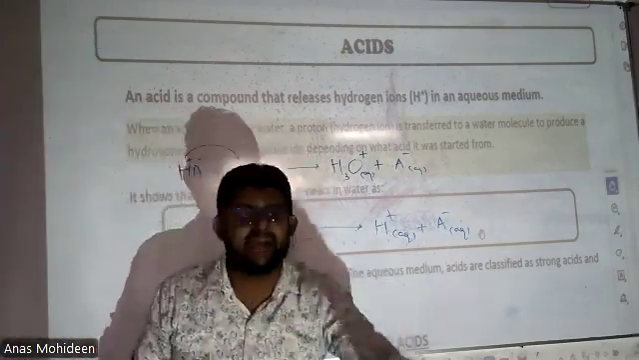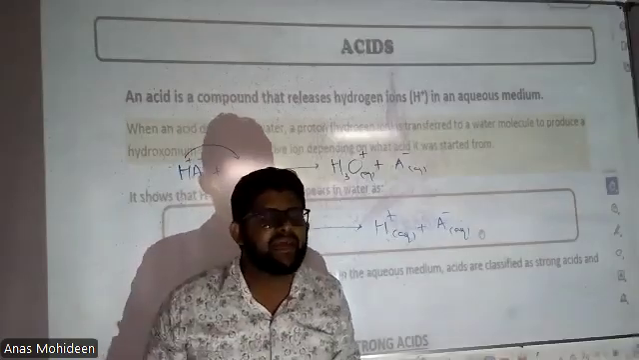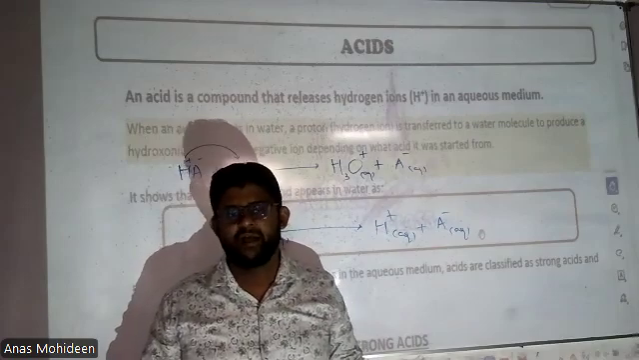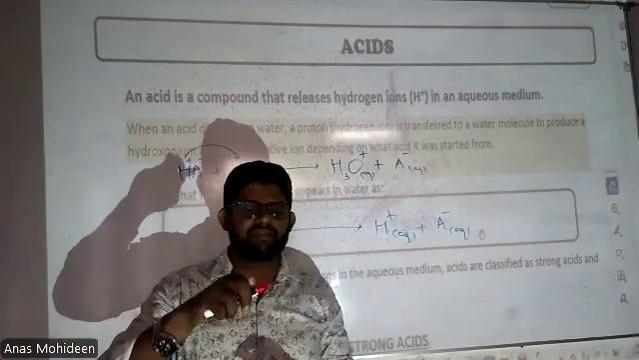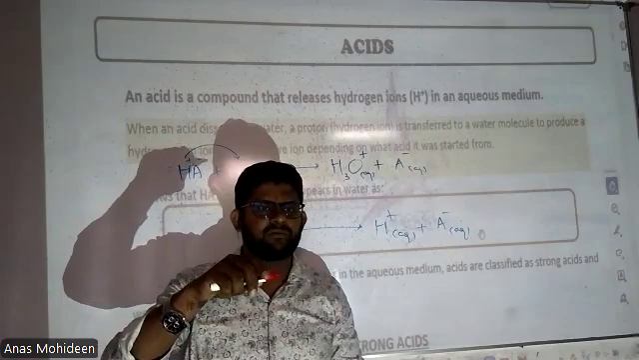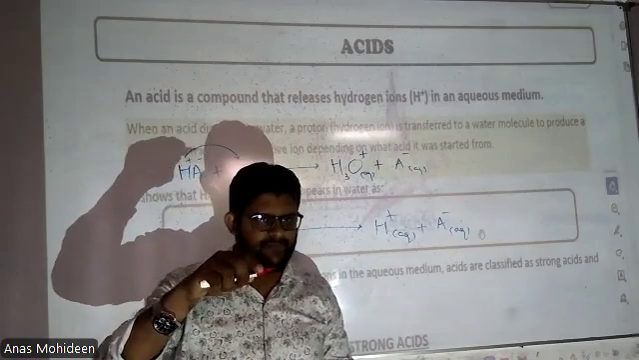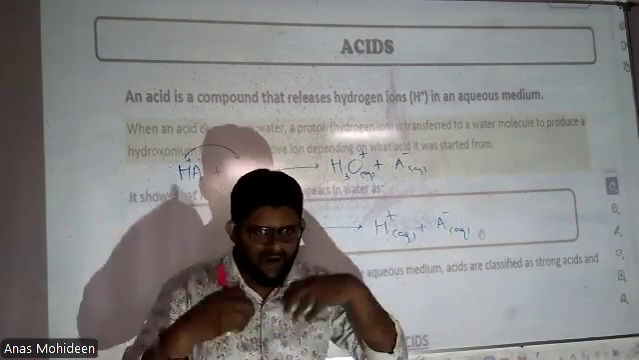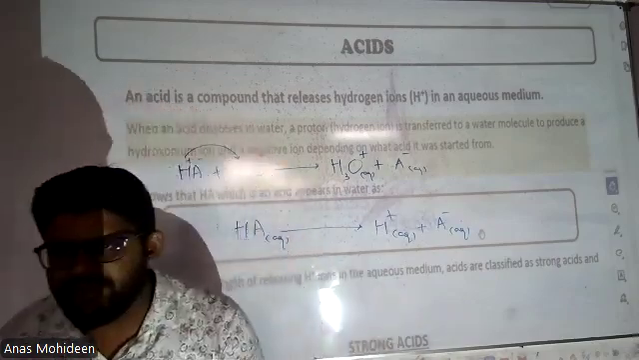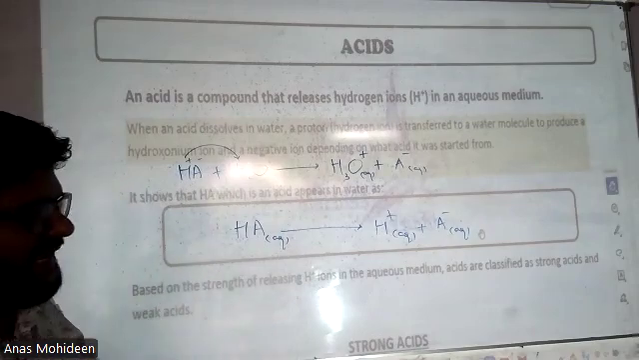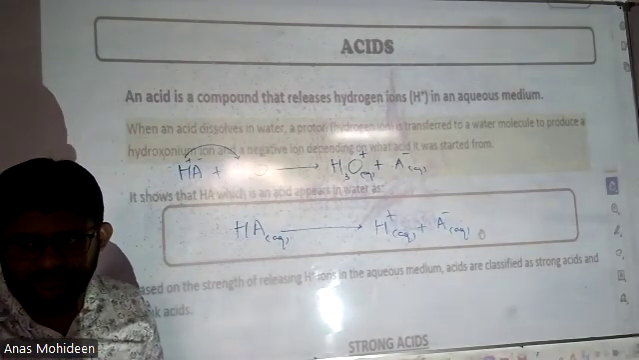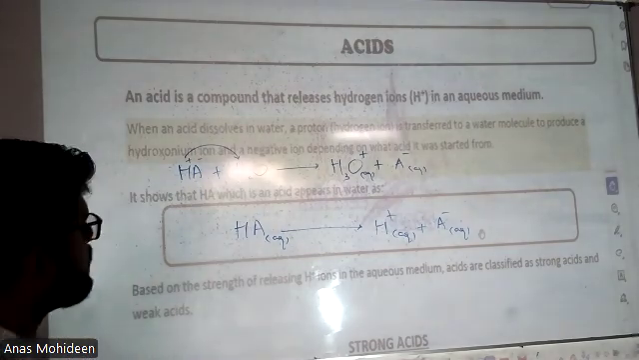This is complete ionization. If complete ionization happens, it is called a strong acid. Now let's say after it comes, still some of them are remaining. Not all hydrogen plus came out. Part of that came out, part of them are still remaining with A minus. In that case, it is called a weak acid. You understand the point? Okay.